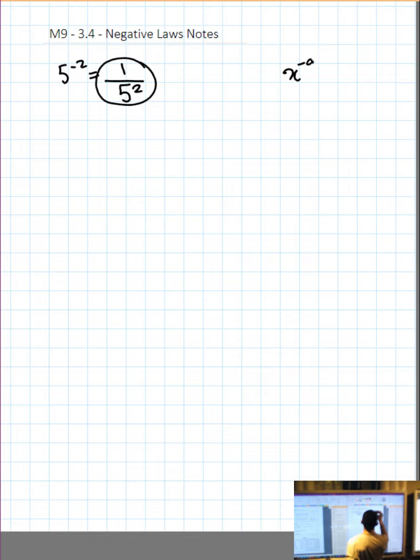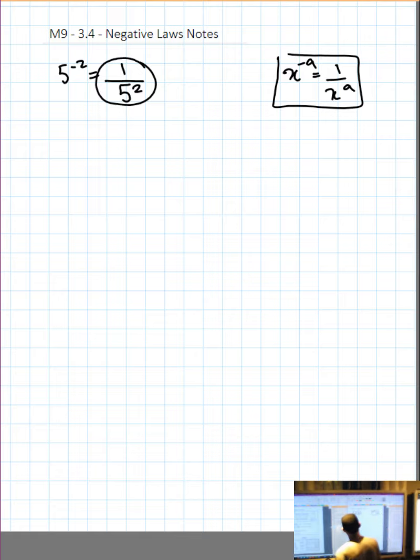X to the negative a equals 1 over x to the a. Feel free to write this down in your notes so you can see the exact example beside it, or just at the beginning of the chapter, the exponent review goes through all of the rules. So what are we forgetting?